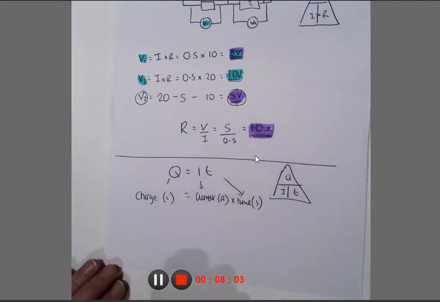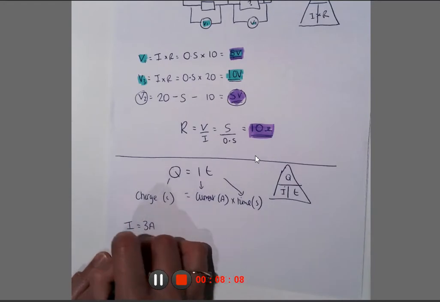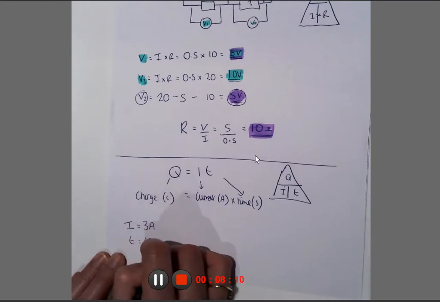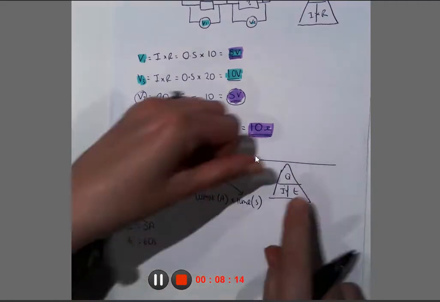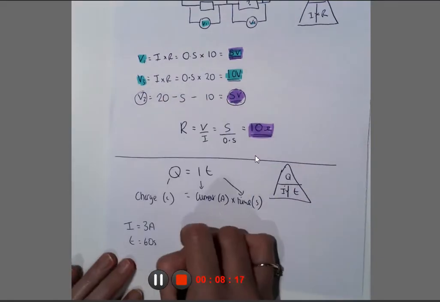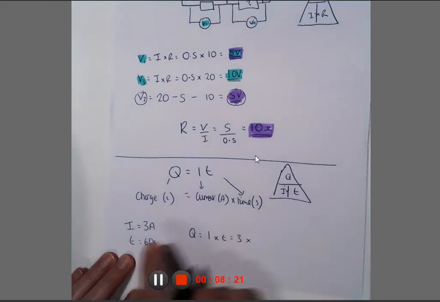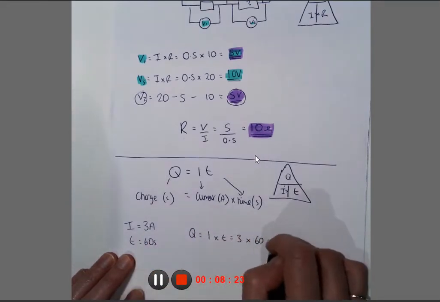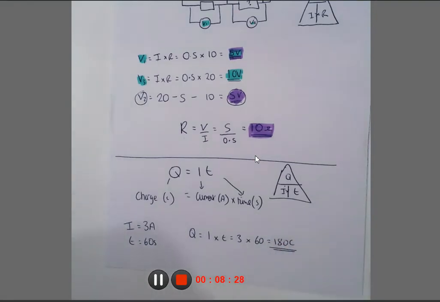So we're going to use this equation to work out the charge. The current is 3 amps and the time is 60 seconds. So what would the charge be? Well, Q equals I times T. So I is 3, T is 60. 3 times 60 is 180 coulombs. And that would be my answer. You could pause the video and perhaps give yourself some other examples to do there.